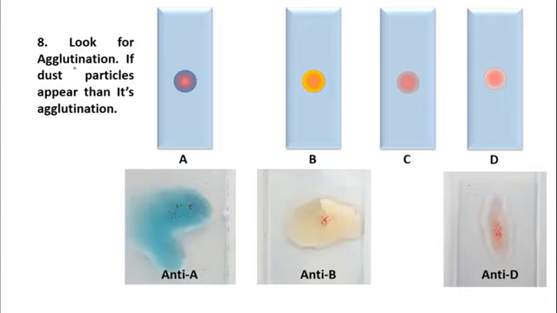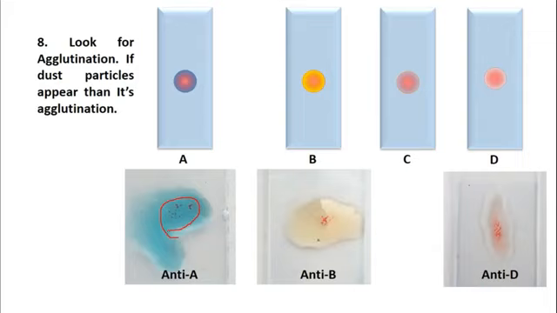Now look for agglutination. If dust-like particles appear, then it's agglutination. Now look at this slide, which has anti-sera A solution and blood plus normal saline. If you are able to find dust-like particles in this solution, then a positive agglutination reaction is there.